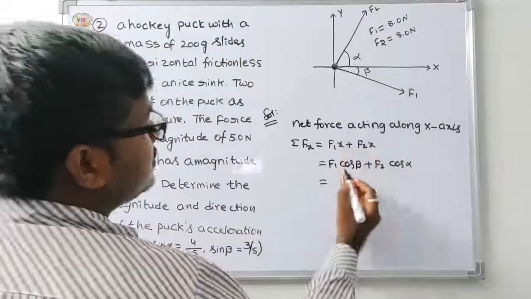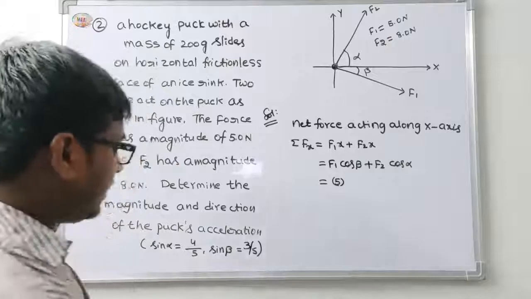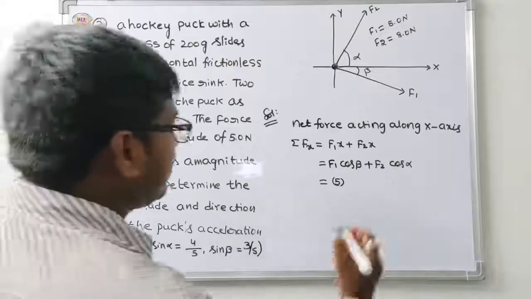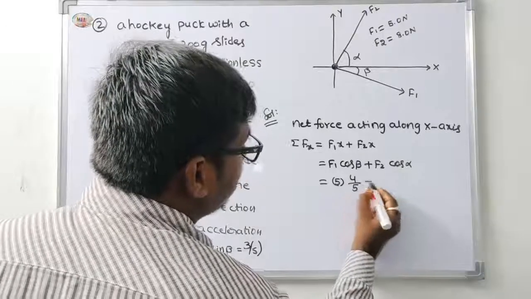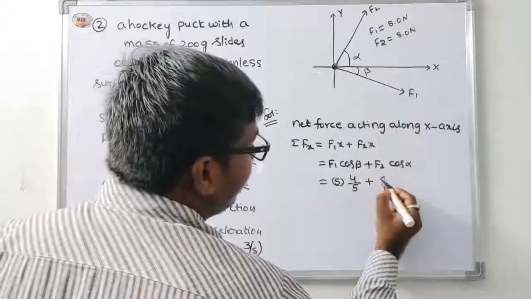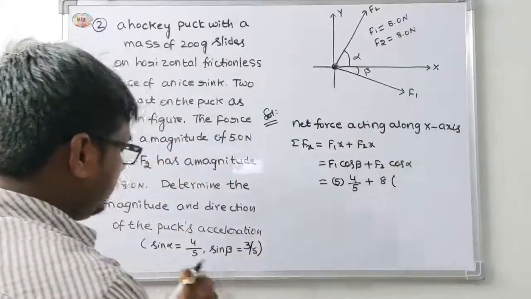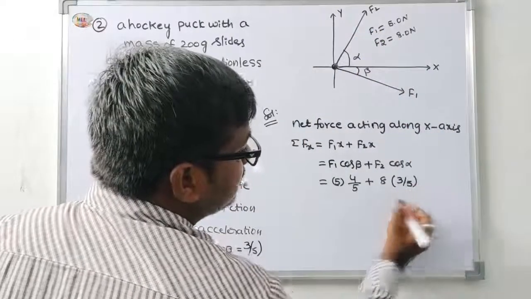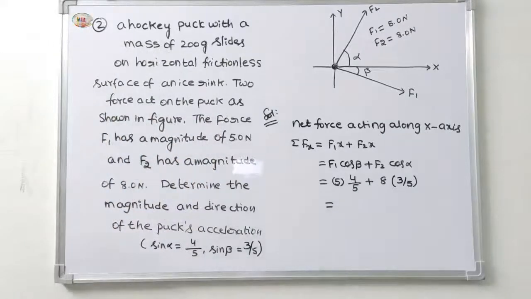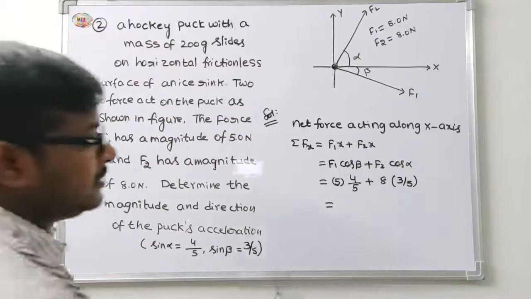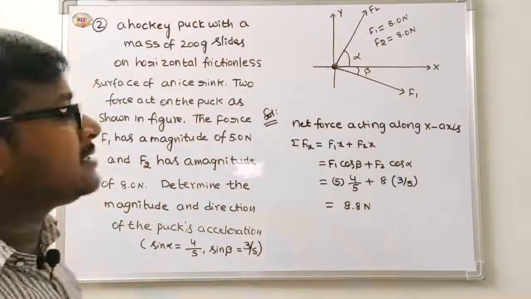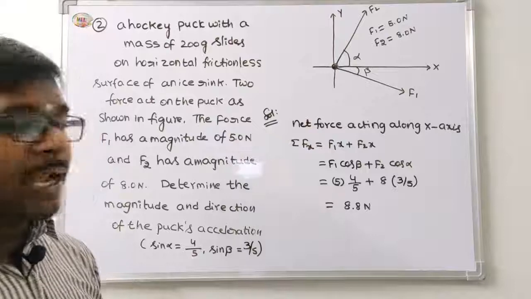Here F1 is 5 into cos beta. Sin beta is equal to 3 by 5 and cos beta is equal to 4 by 5, plus F2 which is 8 into cos alpha. Sin alpha is equal to 4 by 5 and cos alpha is 3 by 5. That is equal to 8.8 Newton. This is the net force acting along the x-axis.